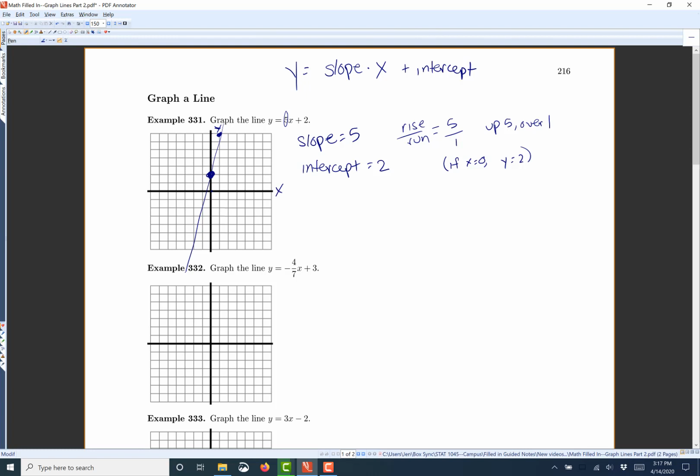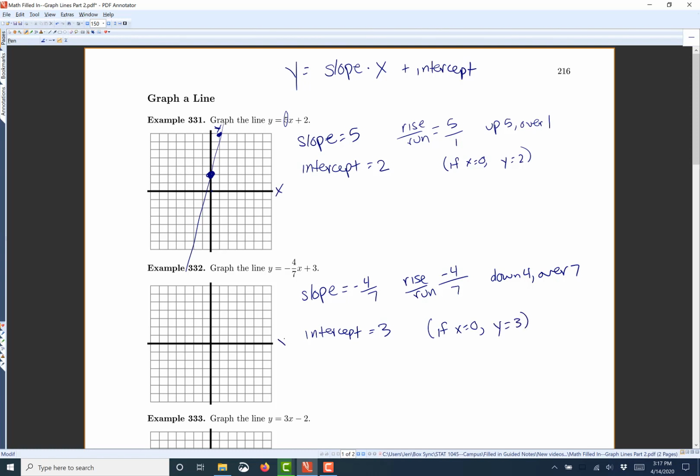Our next example, let's graph the line y equals -4/7 x plus 3. So remember, the number multiplying your x is your slope, so my slope is -4 over 7. And my intercept equals 3. So when I look at the slope, this is negative. So there's two ways you can do this. The easiest way for me is to just put the negative with the 4. So my rise is going to be -4 over 7. So this means we'll go down 4 and over 7. My intercept is 3, so that means if x equals 0, y equals 3.